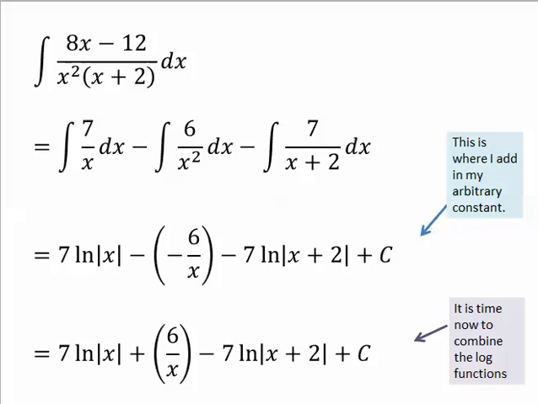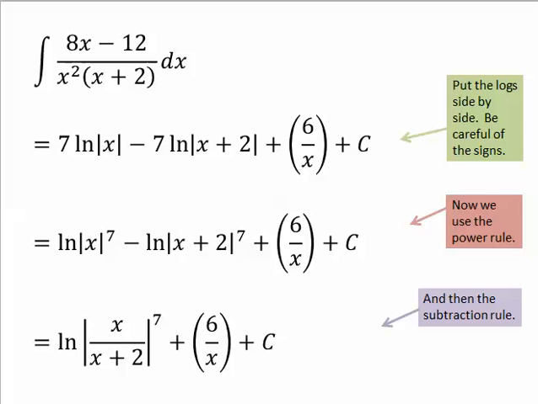Next, I need to do a little bit of cleanup. Notice how I've got log written twice. I want to put those together. So first I just put them side by side. Be very careful that you don't lose any sign values. And next I use my power rule, and then finally I'm able to put it together using the subtraction rule. And this is my final answer.